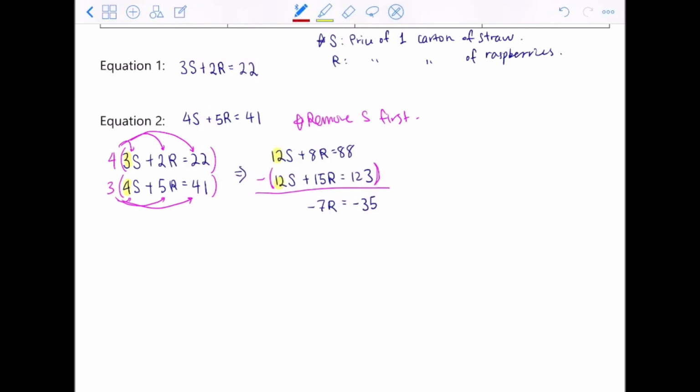Next step would be isolating R. So we divide both sides by the coefficient in front of R. We have R equal to 5.